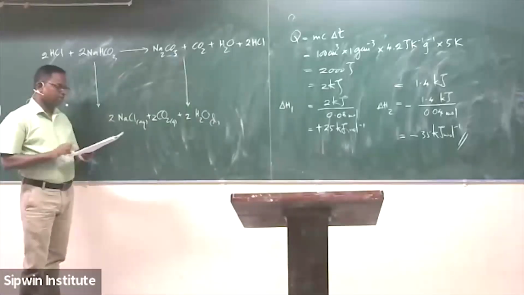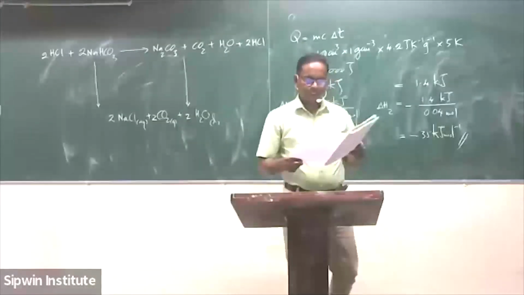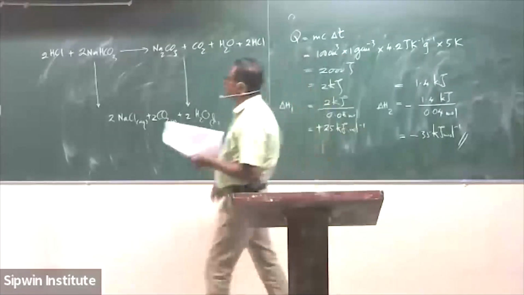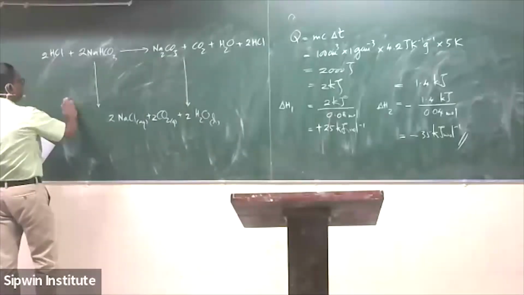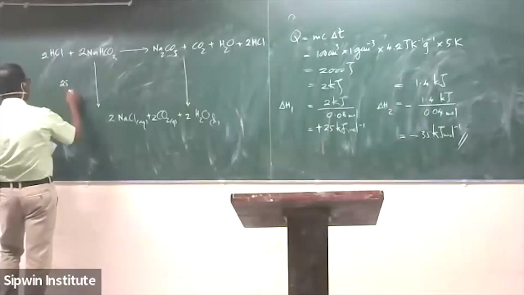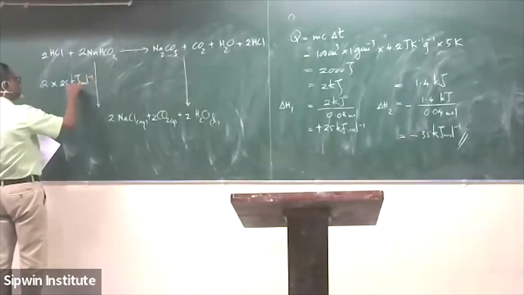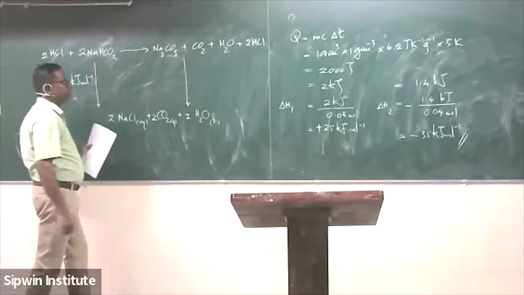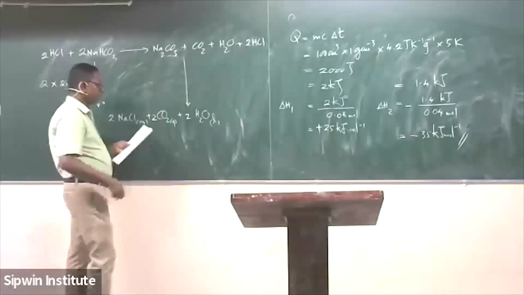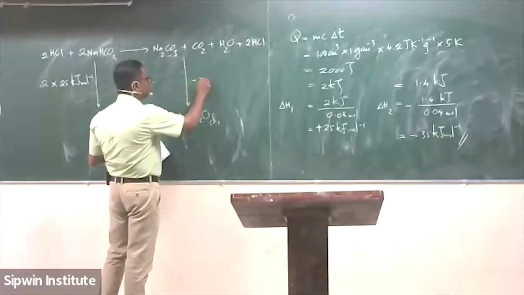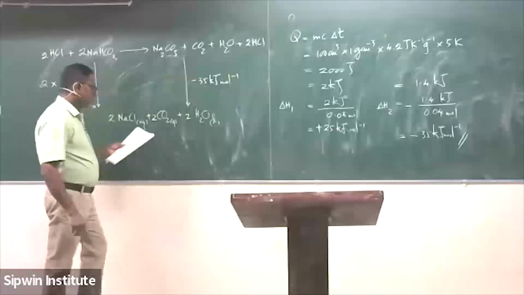Then the earlier values. Earlier we had 25, the enthalpy change for sodium bicarbonate. But here we have 2 sodium bicarbonate, therefore 25 into 2 kilojoules per mole. Here for sodium carbonate, for 1 mole we had that directly, it is minus 35 kilojoules per mole. We need this one.